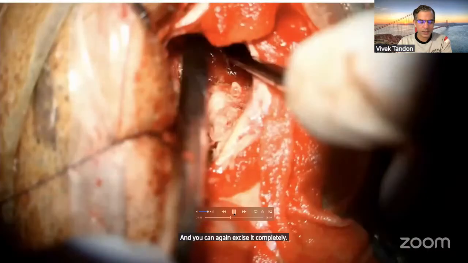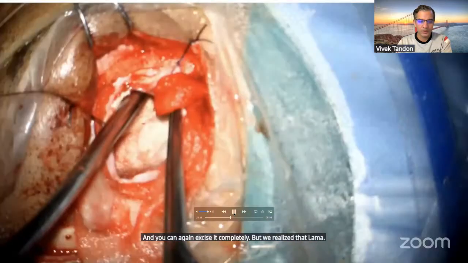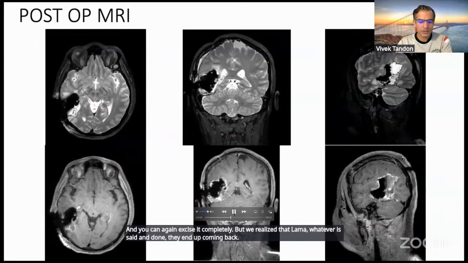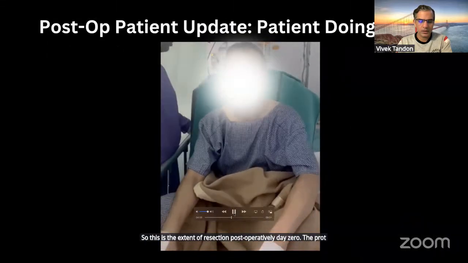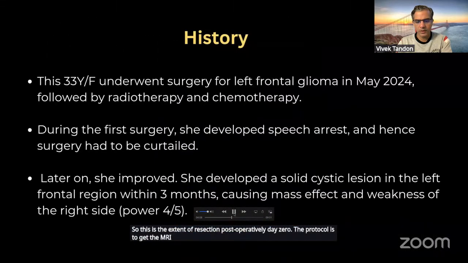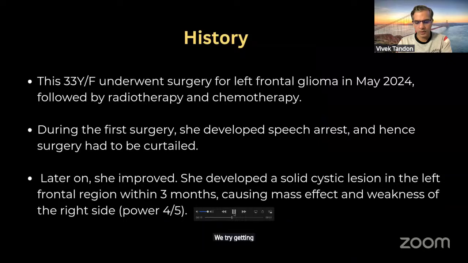But we realize that gliomas, whatever is said and done, end up coming back. So this is the extent of resection post-operatively. Day 0, the protocol is to get the MRI on day 0 itself. We try getting an MRI of the patient on the day of surgery when the surgery is over.